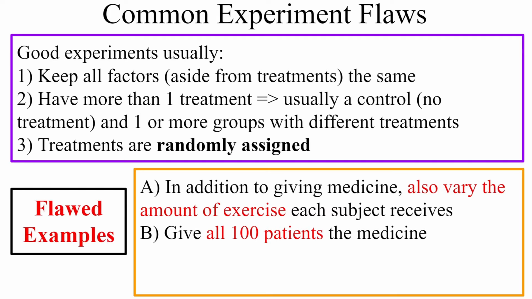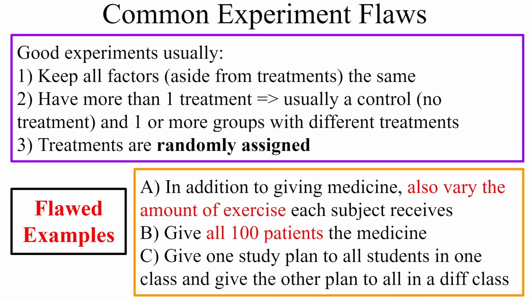All right. And the last one, let's say instead of randomly assigning study plans in an educational study, I gave one study plan to all the students in one class, and I gave the other study plan to all the students in a different class. Well, there's lots of factors that make them different, right? In particular, they both have different teachers, so maybe it's not really the study plan that's determining their success. It's maybe more the teacher and classroom environment that they're exposed to. So that's not random assignment.